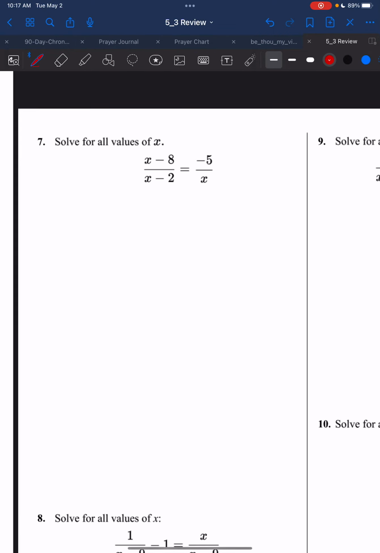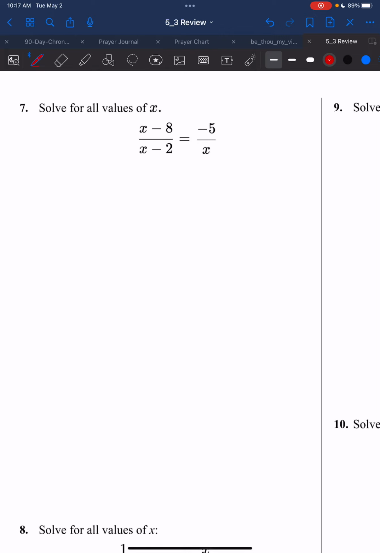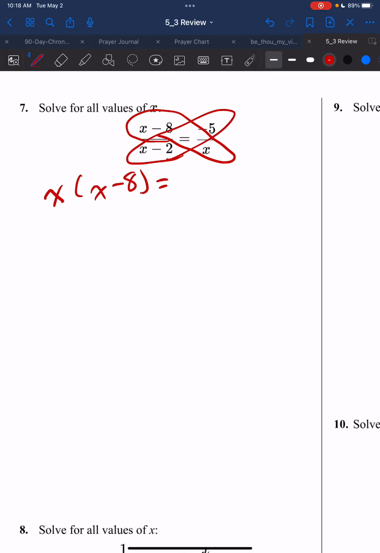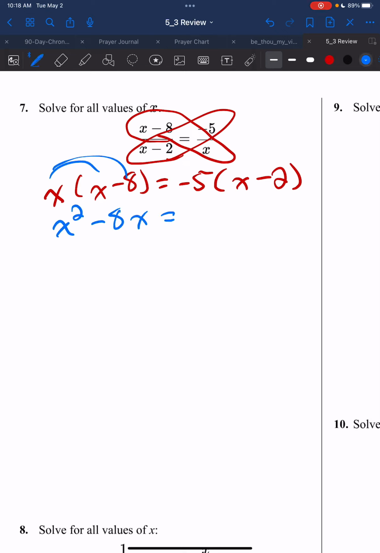Moving to number 7, things get a little bit different. I've still got a proportion like this, so I just cross multiply because there's no plus or minus or anything. I don't have 3 fractions, I've just got 2. So I've got x times x minus 8 equals negative 5 times x minus 2. If I distribute here, boom, boom, I've got x squared minus 8x equals negative 5x plus 10.